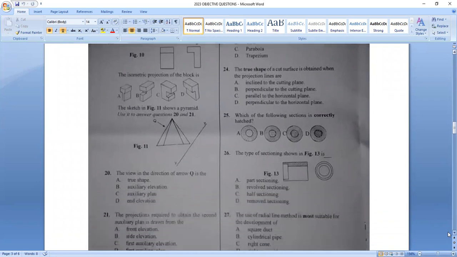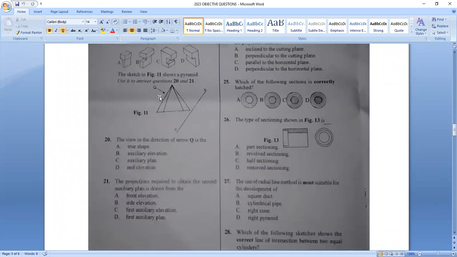Then we are using this particular diagram, that is figure 11, to answer question 20 and 21. Question 20 says that the view in direction of arrow Q is the, in the direction of arrow Q, whatever we want to draw in this direction will give us auxiliary plan. That is option C is the answer to that question. Then question 21, the projections required to obtain the second auxiliary plan is drawn from the first auxiliary elevation.